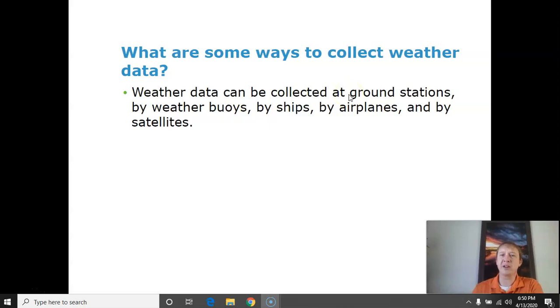Ways in which we can collect weather data are normally ground stations. We do have a couple of these in Fairmont. They also have weather buoys. Weather buoys are normally out in water. We see these normally in oceans, especially when we're looking at climate change. They're constantly measuring the weather to see how it's changing. We also have satellites, ships, airplanes, and all these different ways in which we can collect data.